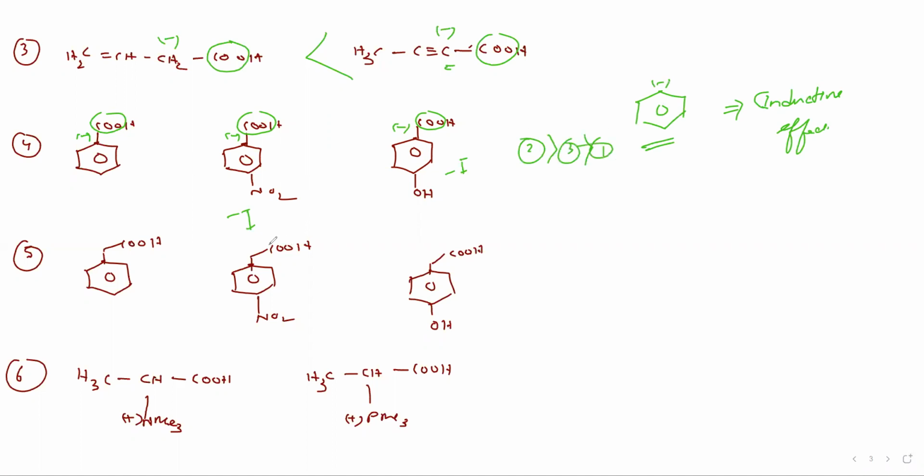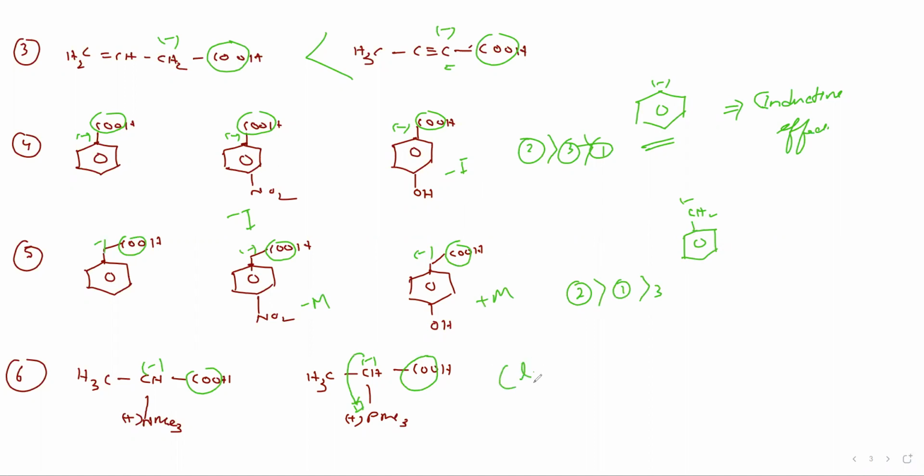But here negative charge is present over the next carbon to the benzene ring, like this way. So here, this one is minus M, plus M, normal. So 2, 1, 3. In this case, COOH removed, negative charge. Now, vacant d orbitals are present. So this is called lone pair back bonding.